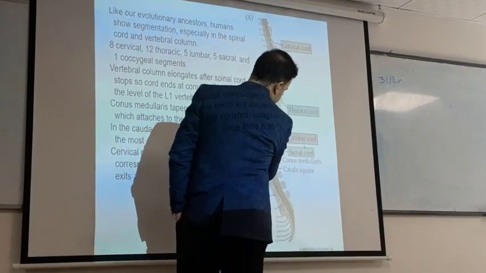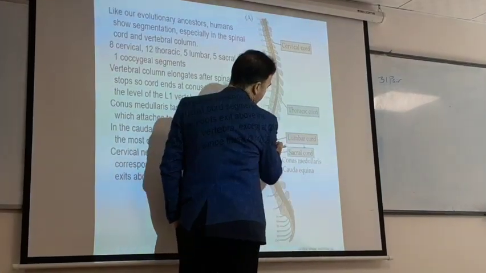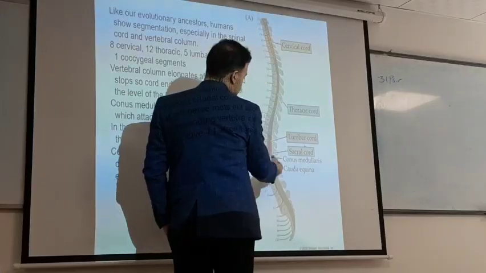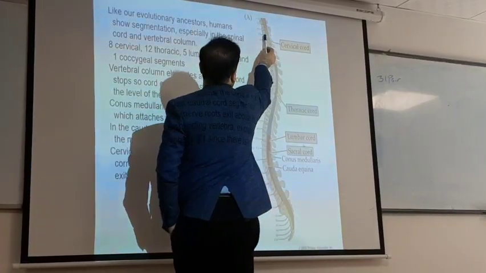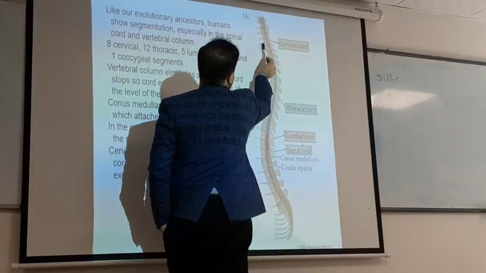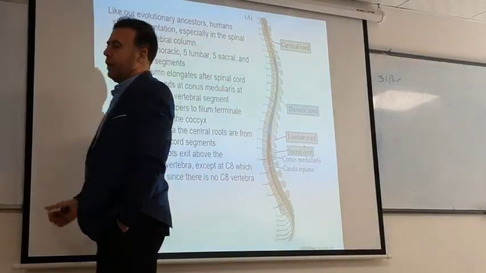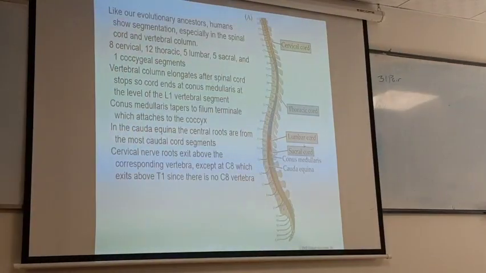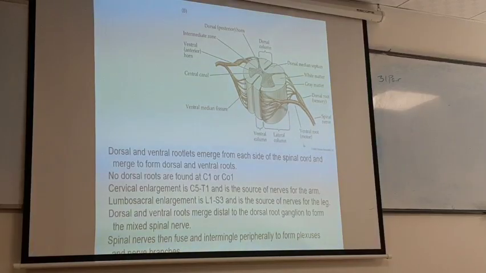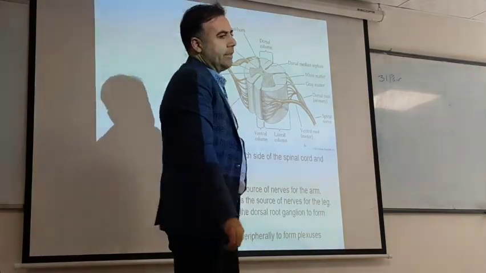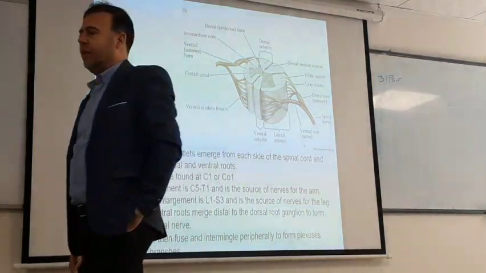This is named cauda equina. This is formed from the exit of the nerves in the spinal cord. The spinal cord forms the plexus. You see this, the spinal cord in transverse section.